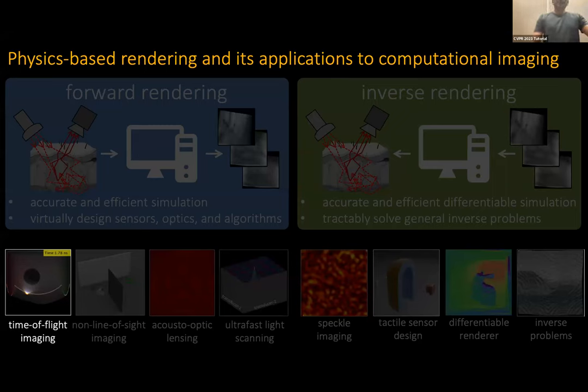Thank you, Ioannis, for the introduction. We saw how path space rendering works in general for intensity cameras. What we are going to see next is how we can extend this path space formulation to non-conventional cameras, such as time-of-flight cameras or acousto-optics or speckle, or render physical effects of light that are typically not modeled in graphics, like the wave effects of light. These are the things that we are going to see next.